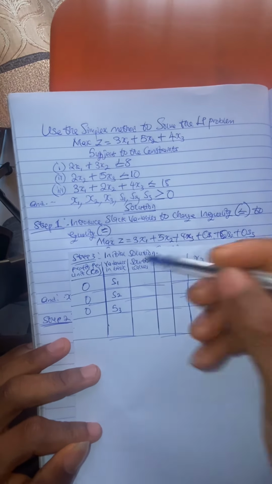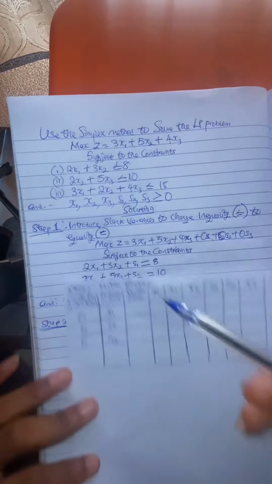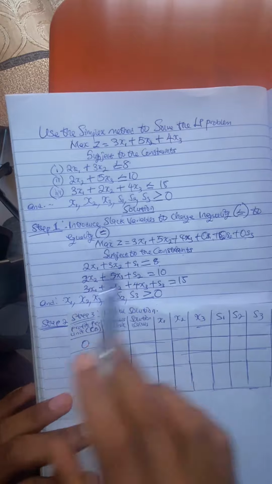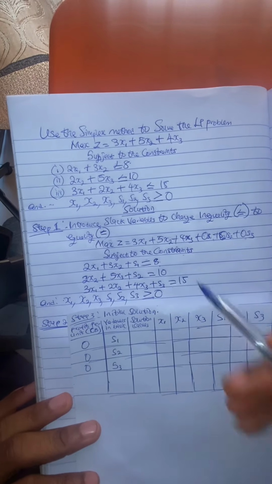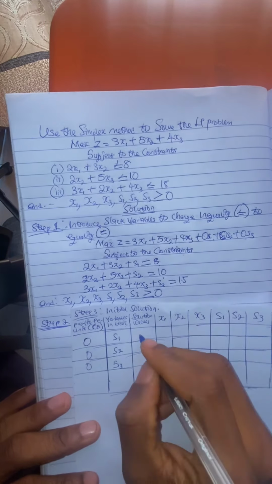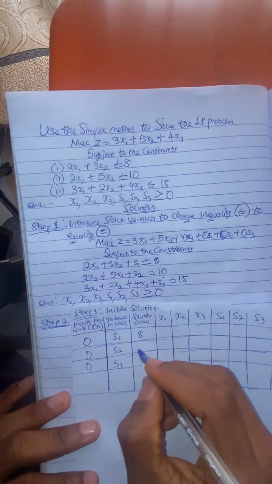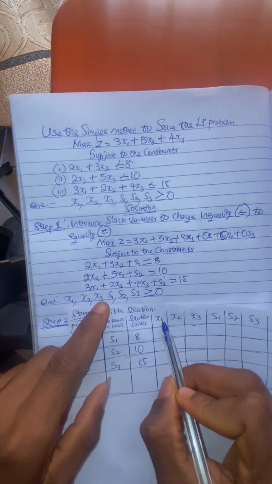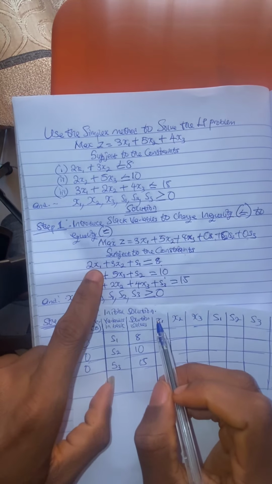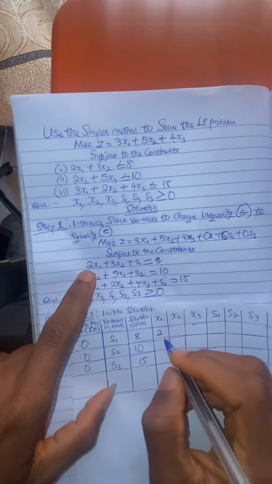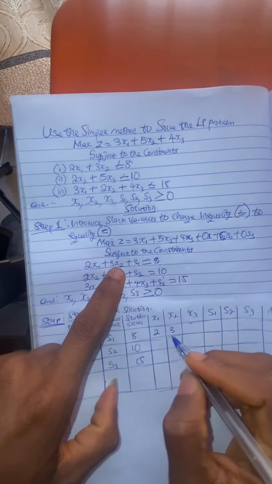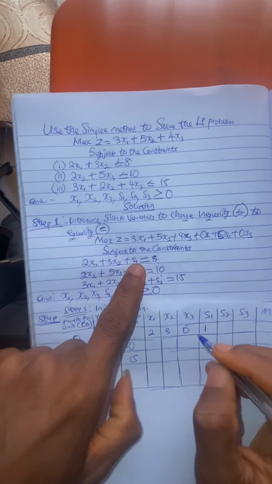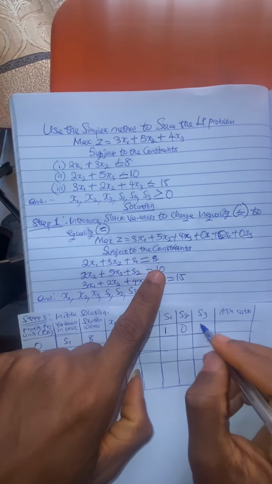Then your solution values refer to this. Look at the values on the right hand side of the constraints, which are 8, 10, and 15. Those will be your solution values: 8, 10, and 15. Then for your x1 column, you go to your constraint, 2x1, right? So 2 is for x1, 3 is for x2. There's no x3, so it will be 0. And then s1 is 1. There's no s2, so it will be 0. There's no s3, so it will be 0.